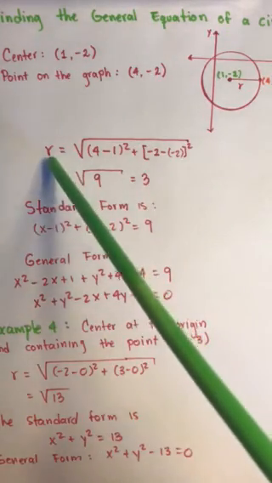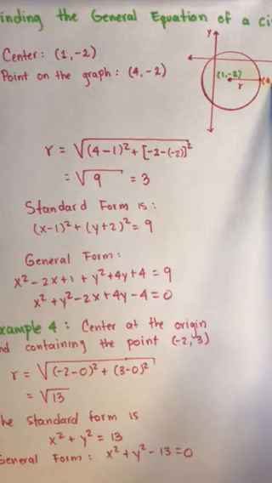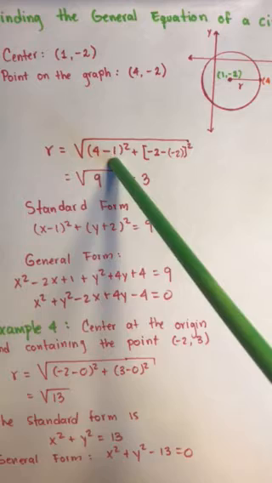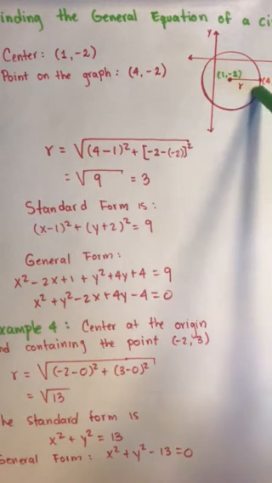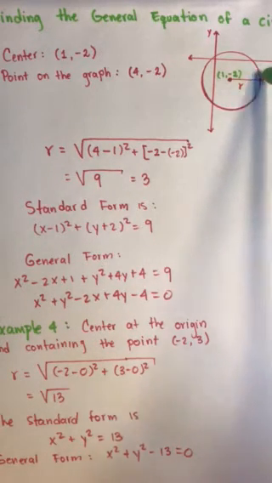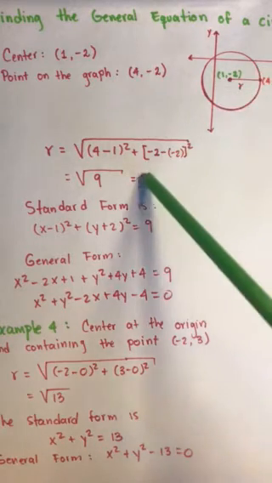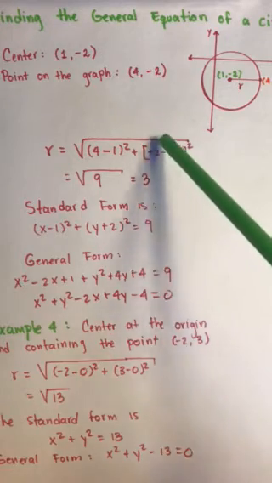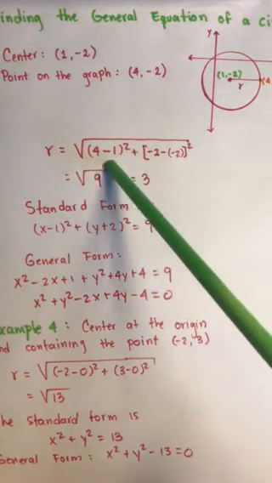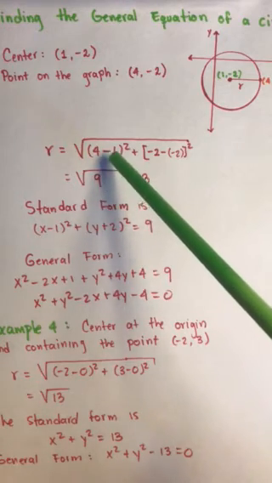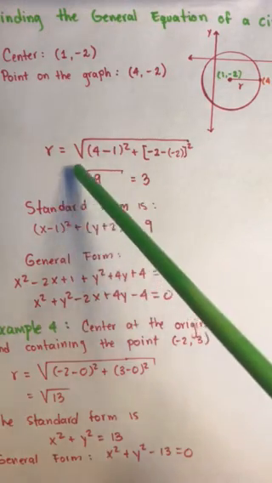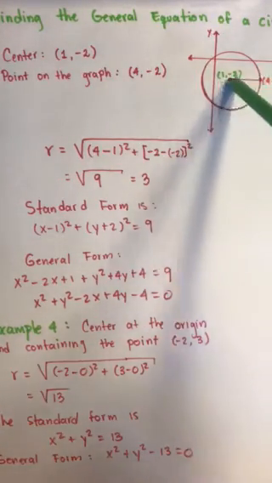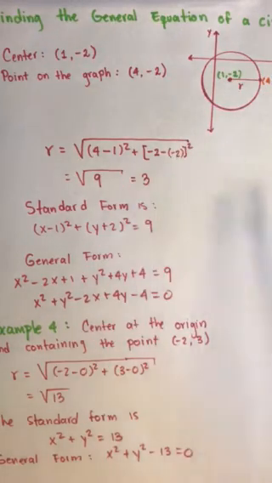So the distance is, you take each point, x1 minus x2, so it will be 4 minus 1 squared, plus y1 minus y2, so it will be negative 2 minus negative 2, so it will be positive. So this part is 0, 4 minus 1 equals 3, and 3 squared is 9. So the square root of 9 is 3. We found the distance, we found r. The distance between these 2 points is equal to 3.